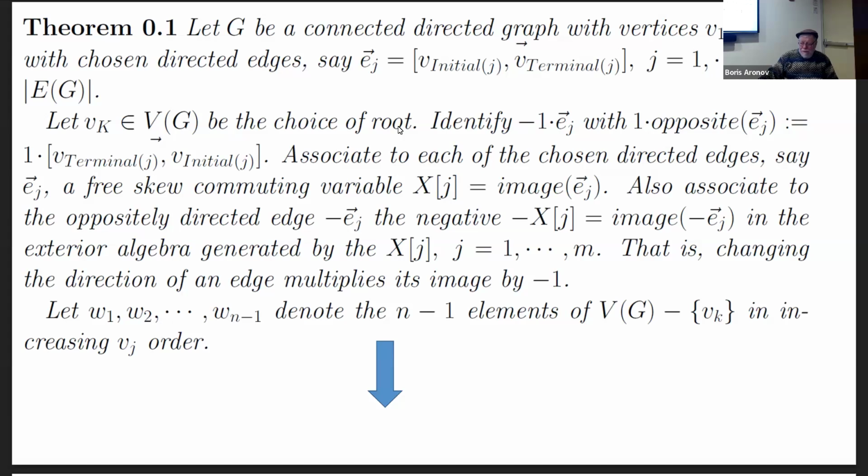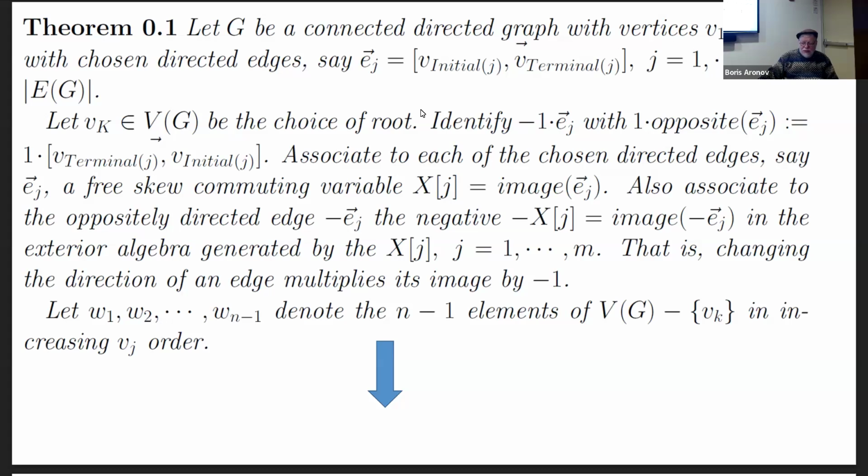So what is V(G) minus V_K? Set minus, so exclude. You throw away the root, and then for each non-root vertex, you have a function that decides where it should go. You get an edge. Then you take the wedge product of the edges. The vertices are the ones that are not the root.